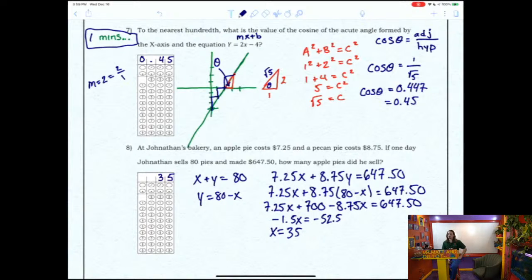Now, they're interested in the cosine of the acute angle formed by the x-axis and the equation y is equal to 2x minus 4. So I drew in that little sign. I'm going to highlight it here in red. So that little symbol that looks almost like a Q, but kind of like an O with a little loop at the top of it. So I'm highlighting it in red there. That is theta. That is oftentimes used in math to represent an angle measure.